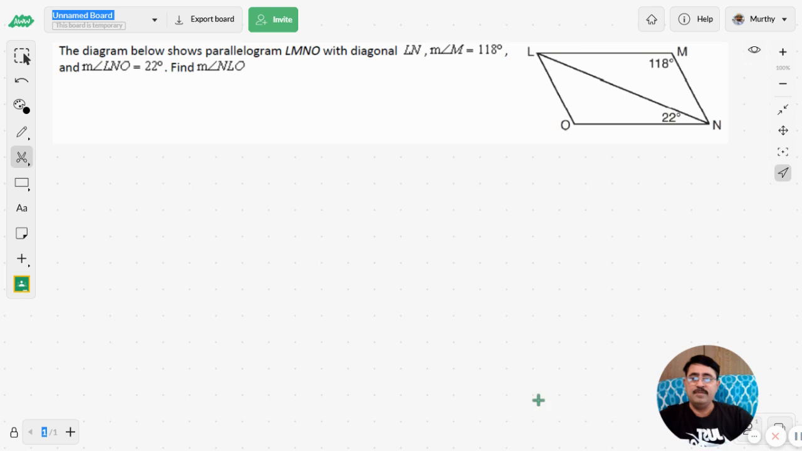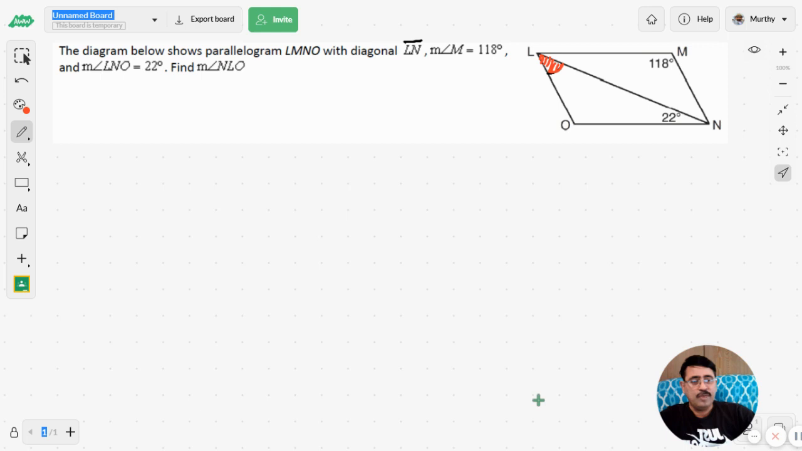Due to lack of time, I'm rushing. I'm sorry for that. In this question, the diagram below shows parallelogram LMNO with the diagonal LN. You know what a diagonal is. Measure of angle M is 118 and measure of angle LNO is 22. Find the measure of NLO. So you are asked to find the measure of this one.